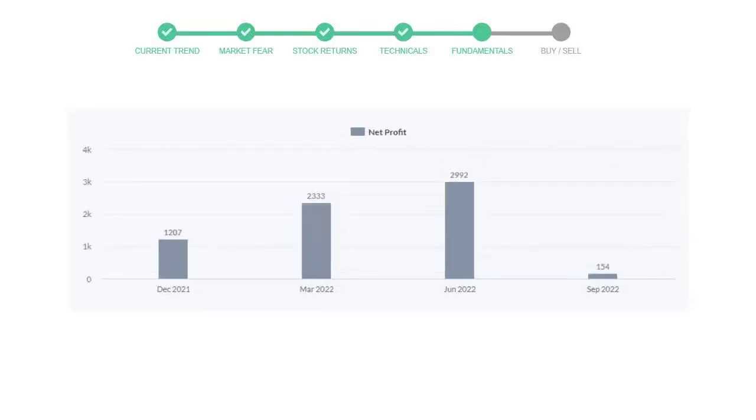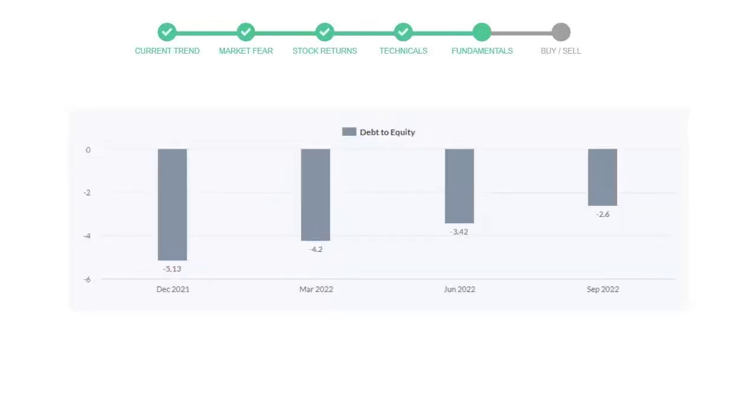Now let's see the profitability of Lowe's Companies in the quarter June 22. The profits were $29.92 million. And in the recent quarter, September 22, the profits declined to $154 million.